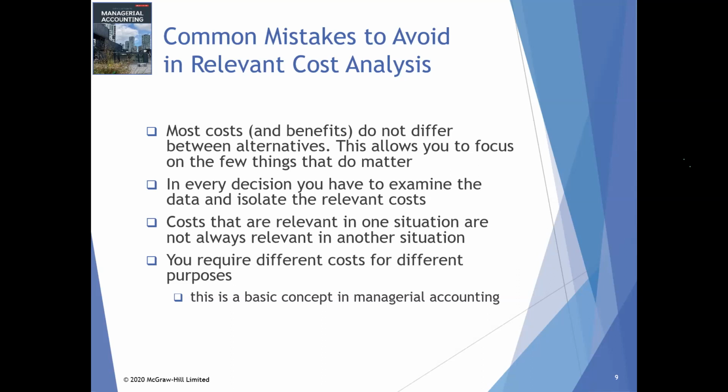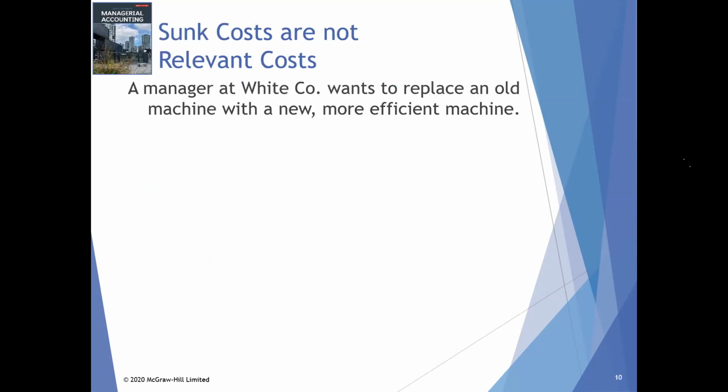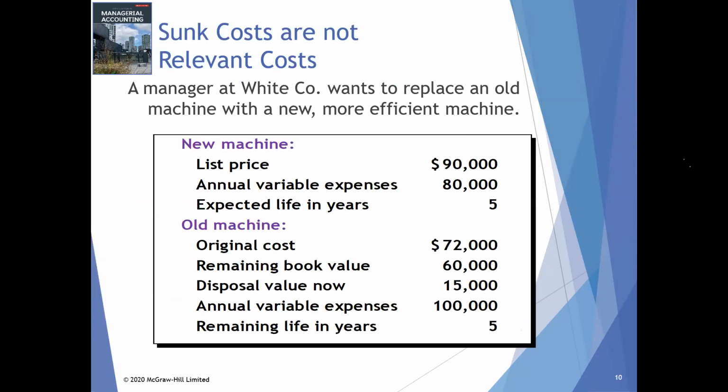Now I'm just going to explain with one example. Let's say a manager at White company wants to replace an old machine with a new one, and the new one is a more efficient machine. So the new machine and old machine data is available in front of us, and we are going to calculate the relevant cost analysis. The list price for the new machine is $90,000. Annual variable expenses are $80,000 and the expected lifetime is 5 years.